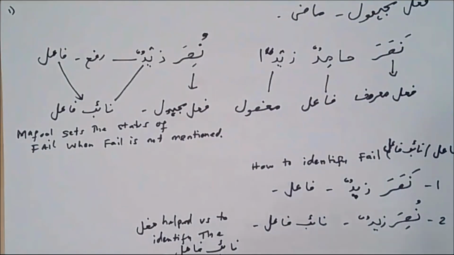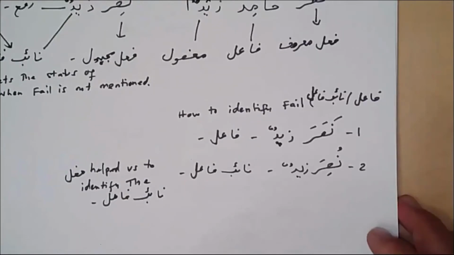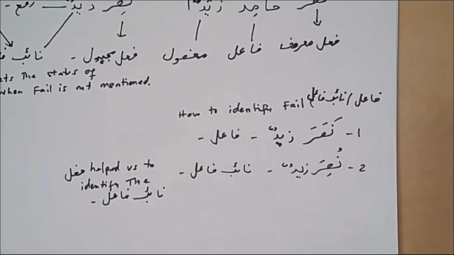All right, let's look at the sentence here. How do you identify the file? In the first sentence, Nasara Zaidun. Who can give me the translation of that? Zaid helped. Now, who's the file? Zaid. Is it visible or hidden? Visible. If it was hidden, it would be Nasara only, right?